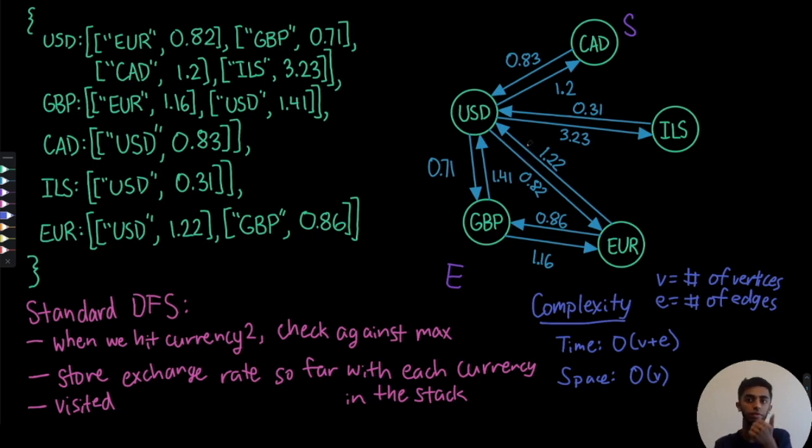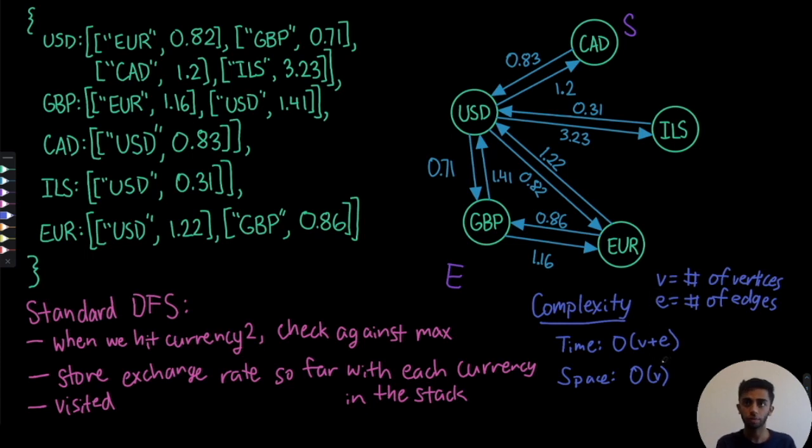So that's V vertices times O of 1 to push onto the stack, because we're using a DFS. That's O of 1 for pushing onto a stack, and times V because there are V vertices, so that's O of V. For each currency that we touch, we are going through all of its edges, which means that in total, we're going through all of the edges. So we have V plus E as our overall time complexity.